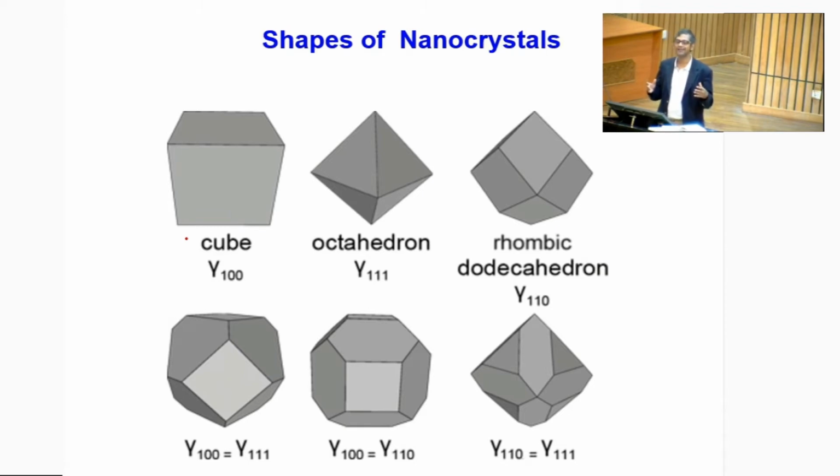So why do these kinds of things form? Something is written at the bottom of each figure. For the cube, the surface energy of the 100 surfaces is the least. That's why it forms a cuboid. In the octahedron, 111 facets have the least surface energy. That's why all the surfaces are bounded by 111. In the rhombic dodecahedron, the 110 surfaces have the least energy. On the other hand, there are complex shapes, many of them shown at the bottom. I don't remember all of the steps, but each of these surface energies will obey such rules. These are all nicely documented. Now, why does it happen so? That's something which bugs everyone, right?